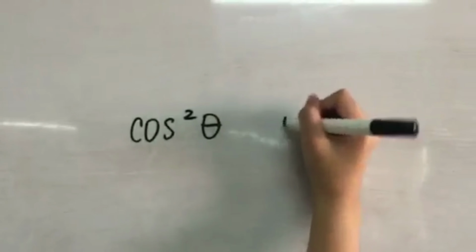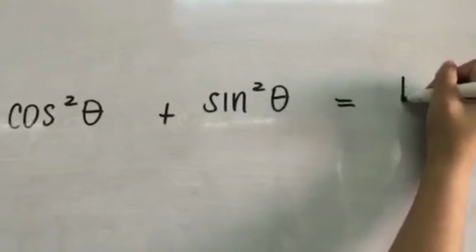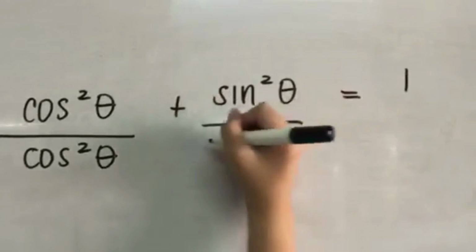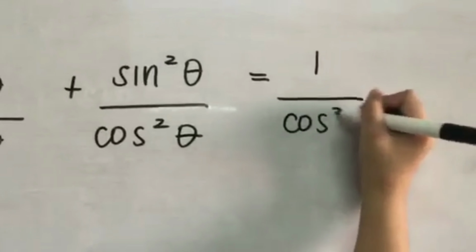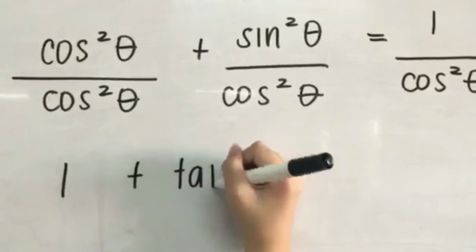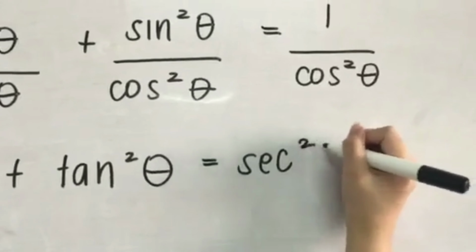Moving on to the next Pythagorean identity, we have cosine squared theta plus sine squared theta is equal to 1. We will be dividing all terms by cosine squared theta. And this will give us 1 plus tangent squared theta is equal to secant squared theta.